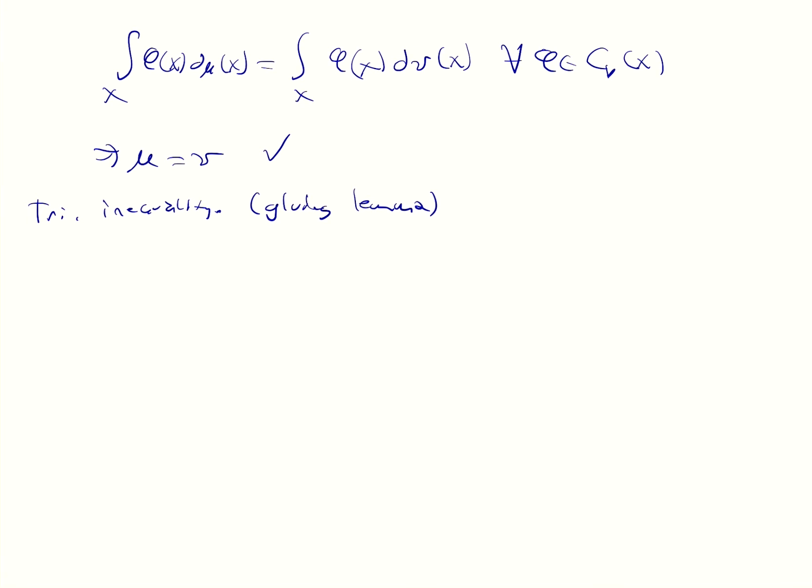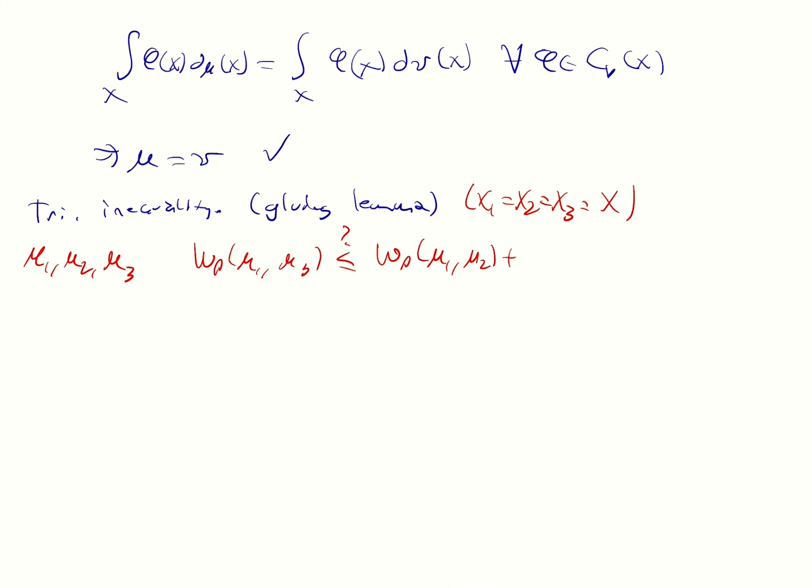I'm going to switch colors here for no reason, just getting bored with the blue. So we're going to go to red. What we want is mu1, mu2, and mu3. And notice that x1, x2, x3 is just x in all these cases. We want to show W_p of mu1 and mu3 is less than or equal to question mark, we don't know this yet, W_p(mu1, mu2) plus W_p(mu2, mu3), right?